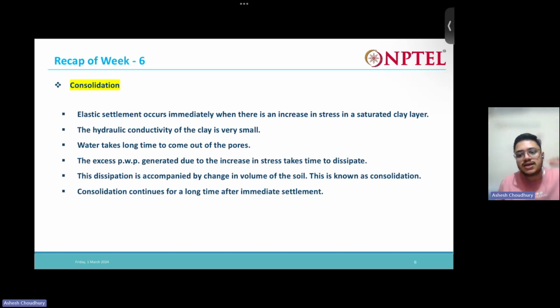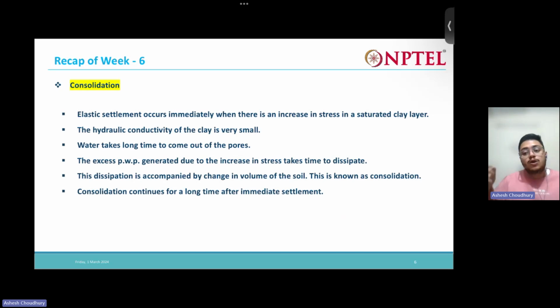So the soil is saturated, right? We apply the load, elastic settlement will occur, and that load will increase the pressure in the water inside the pores of the soil mass. The water won't be able to get out of the soil mass in that small instant of time in which you are applying the load, because the hydraulic conductivity of clays is very small, and that's why water takes a very long time to drain out of clays.